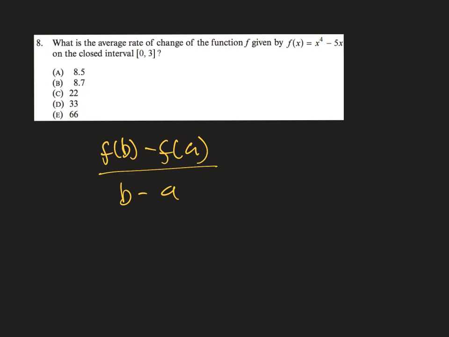So I'm going to plug 3 in, and f of 3 happens to be something like 66. And when I plug in 0, I get 0, and then divided by 3 minus 0. So this is just going to be, what, 22. Okay. And that's letter C right there. All right. That wasn't too bad.